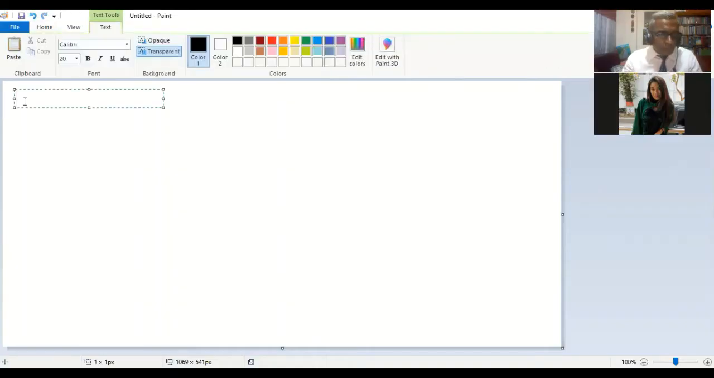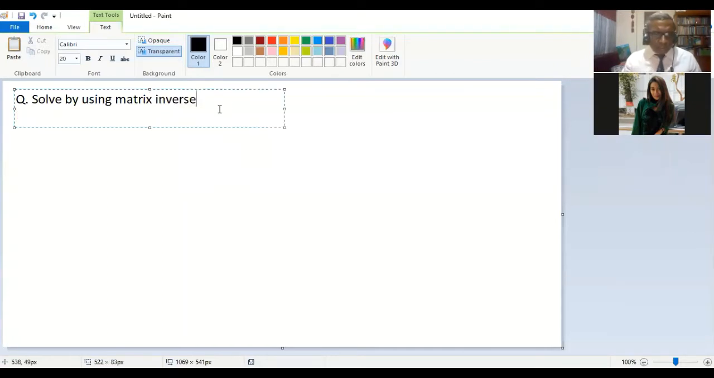It will look better. Question. Okay, I'm writing: solve by using matrix inverse. Okay, that is the question, and the question is a 3 by 3 matrix related question. So there will be a system of equations with 3 variables.